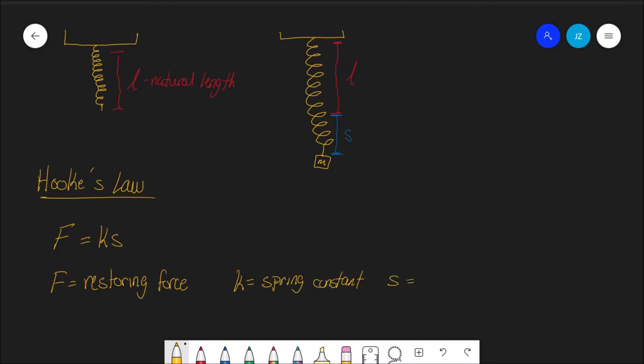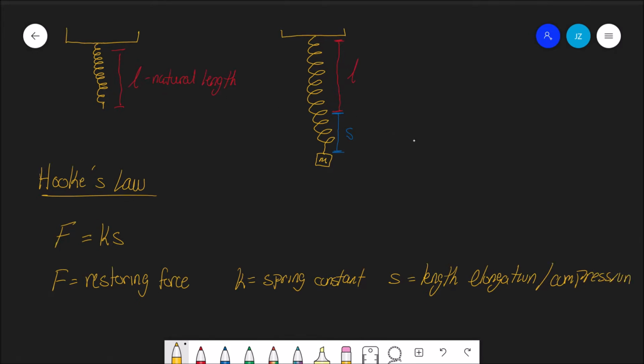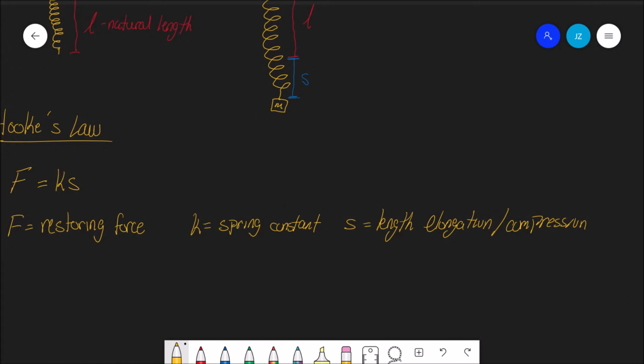And S is, of course, the length of elongation or compression. A positive value of S will represent elongation. A negative value represents compression.